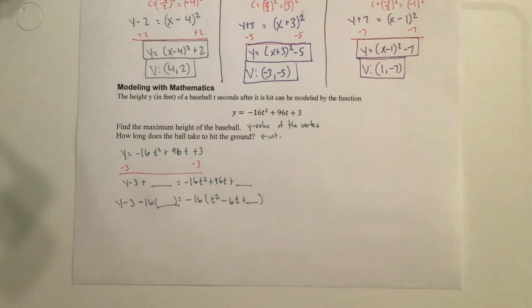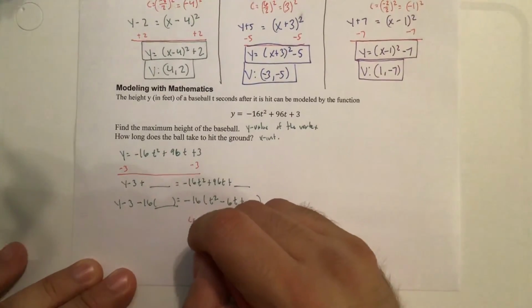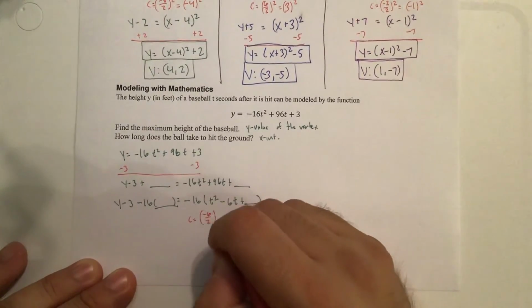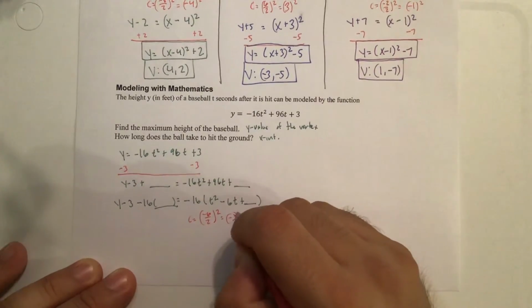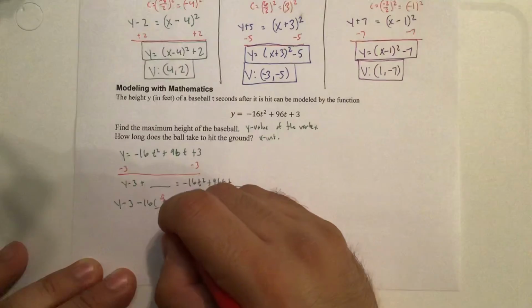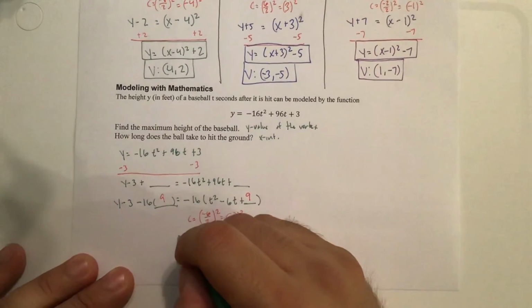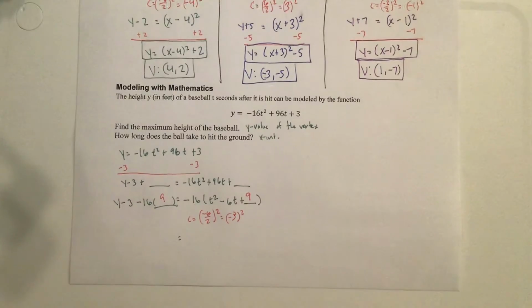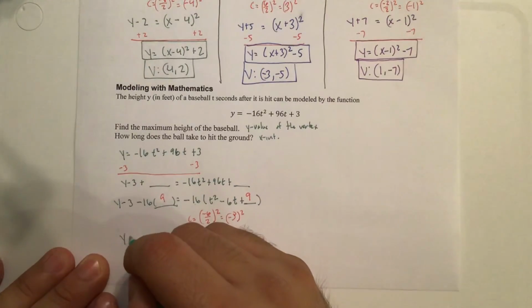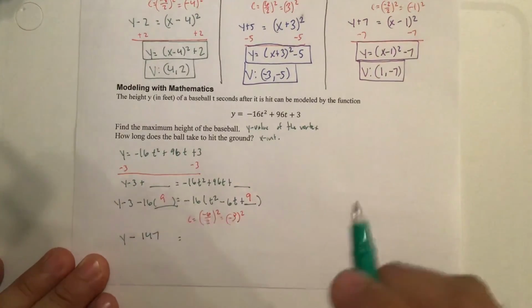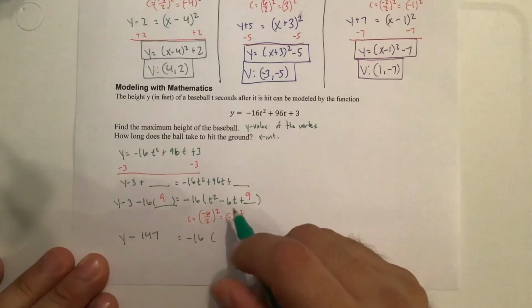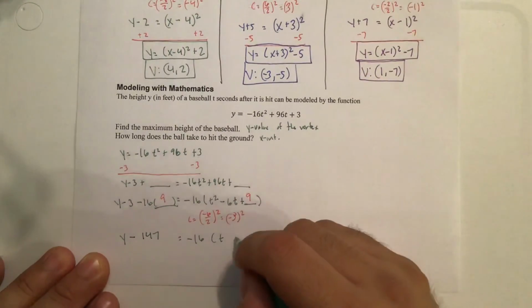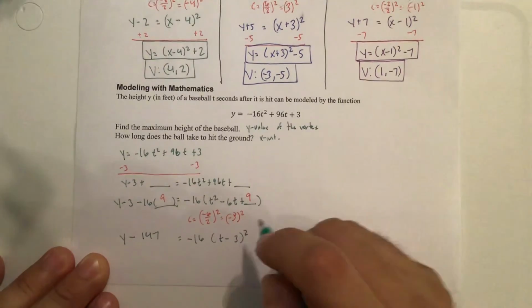All right, so for this one, here's our b value. So c equals b, which is negative 6 divided by 2 squared. So negative 3 squared is 9. So on the left side, let me just put this in my calculator real quick. So we have negative 3 minus 16 times 9 is 144. So y minus 147 equals negative 16 parentheses square root of t squared is t. The square root of 9 is 3. Middle symbol is minus and square.